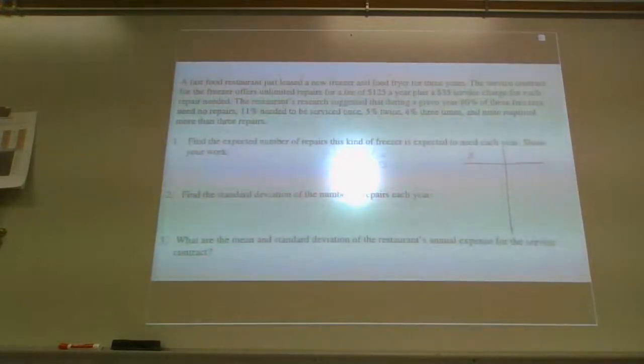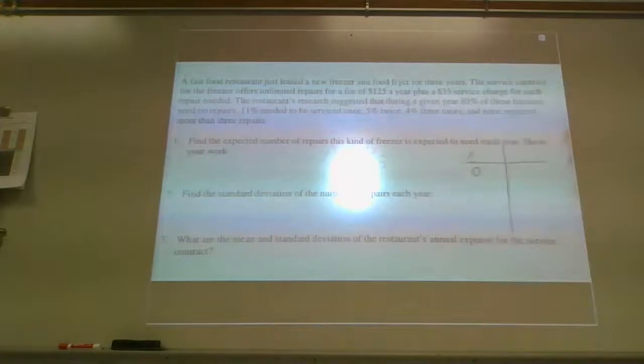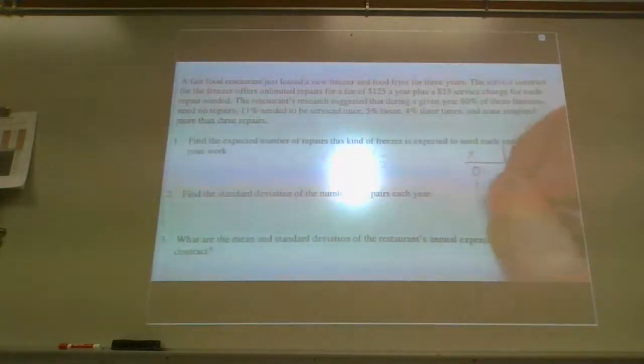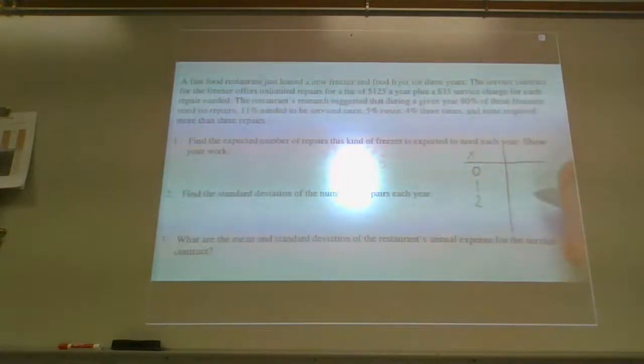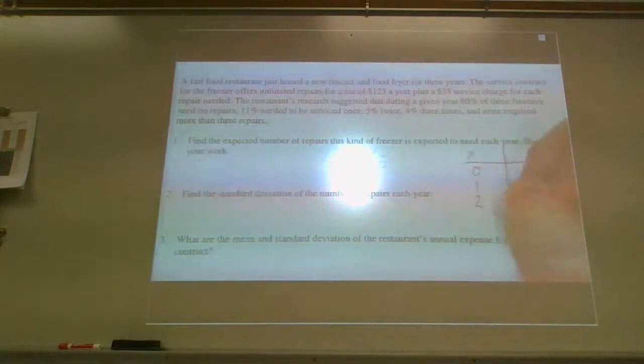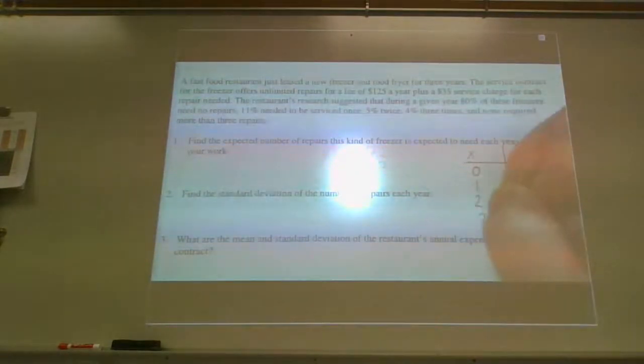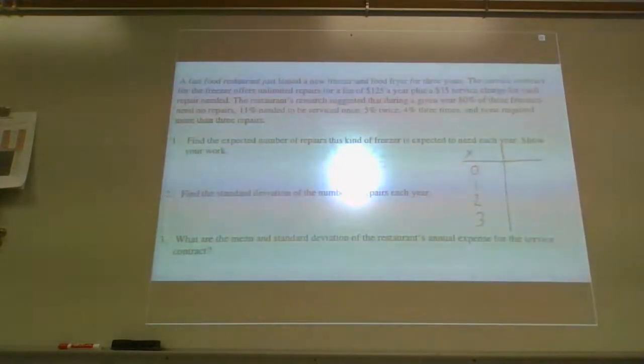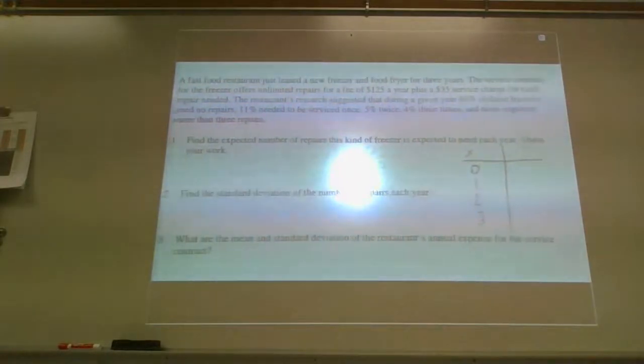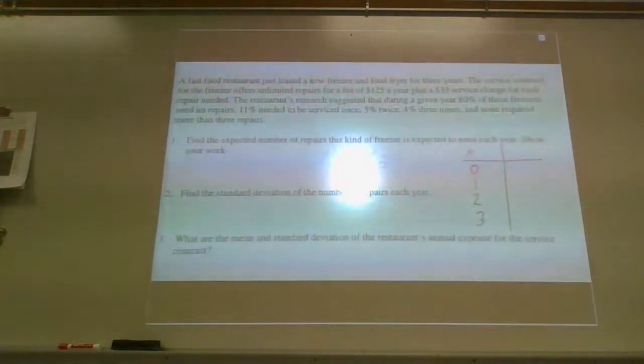So it could need no repairs, 1 repair, 2 repairs, and 3 repairs. That's it, because nothing's going to need 4 repairs. They make that little statement right there: none required more than 3. Now, logically, you would expect that it could have more than 3. I know, but for the purposes of our problem, they're sticking with 3 repairs as the maximum.